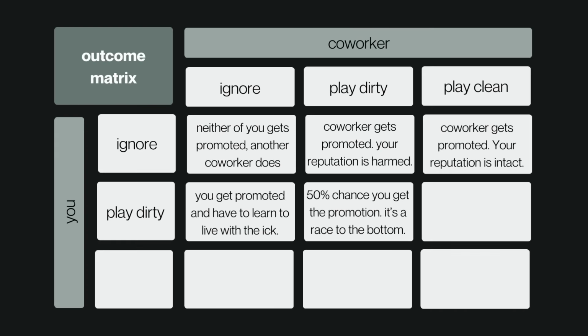What's gonna happen in that case? Well, in that case, I'm gonna give you a 50-50 chance because basically this is a race to the bottom. You are both going to do things that you're not proud of. You're both going to get dragged through the mud and you are both going to suffer consequences to your reputation and your relationships at work.